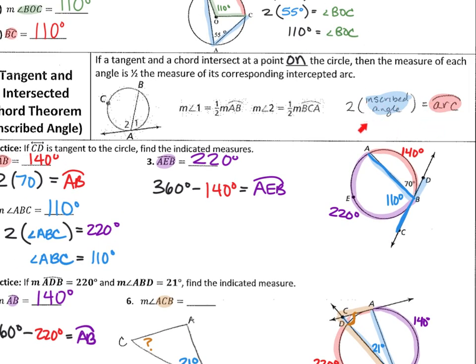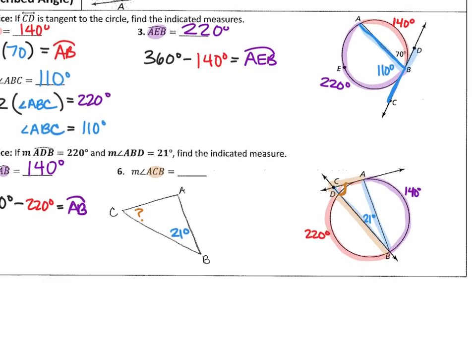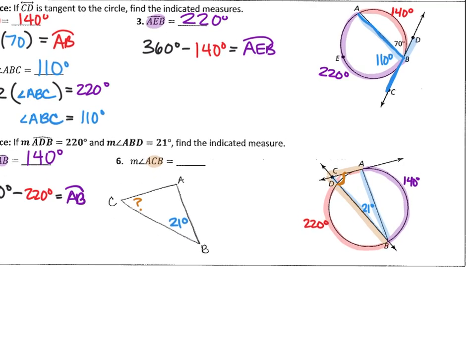What's the relationship? You double the angle to equal the arc. Okay, so we know that we are going to double the angle A to equal the arc, and that arc is 220 degrees. How do I find angle A? Divide by what? 2. So what is angle A? Which is 110.